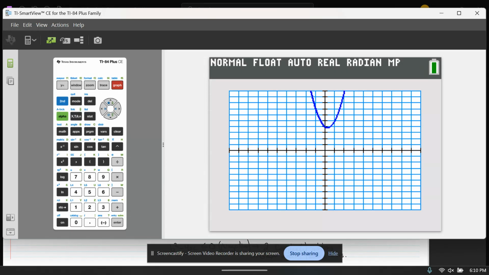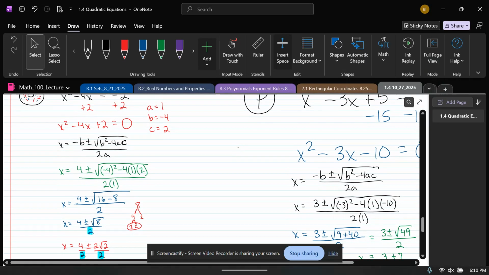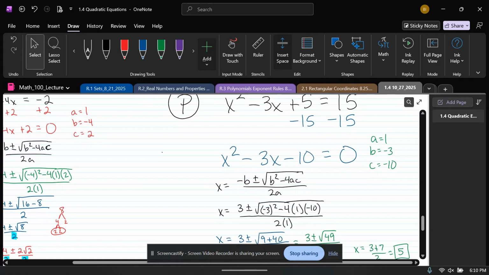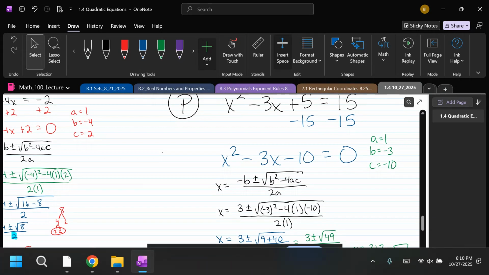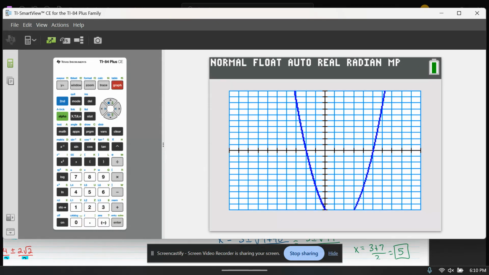If I were to graph this problem, x squared minus 3x minus 10, I'm going to do that. I had two real solutions because the discriminant, when I did it with the quadratic formula, was a positive number. Look how many places it's touching the x-axis. Okay.